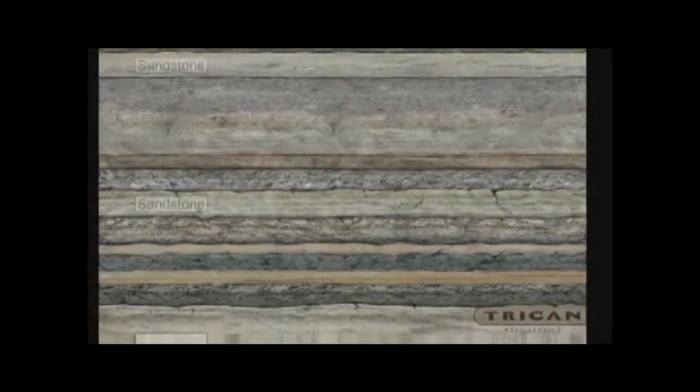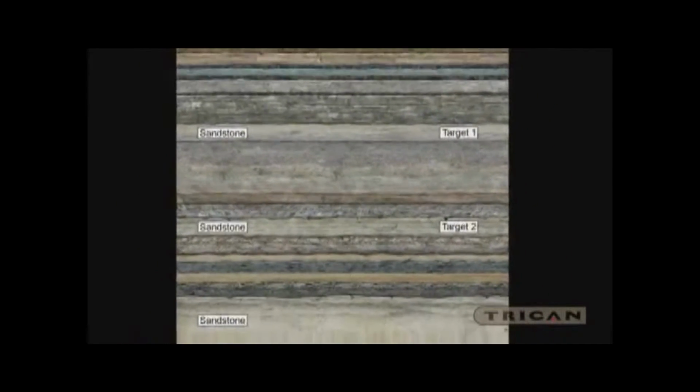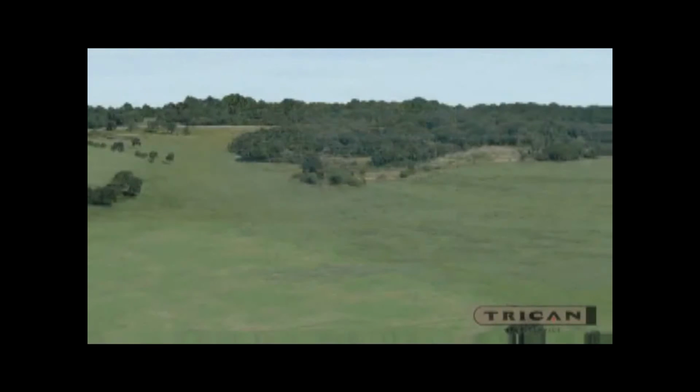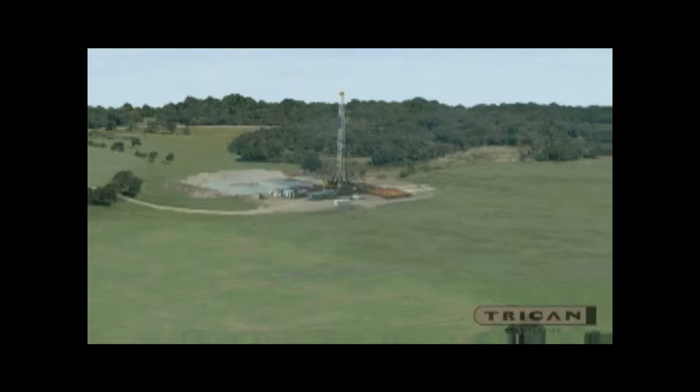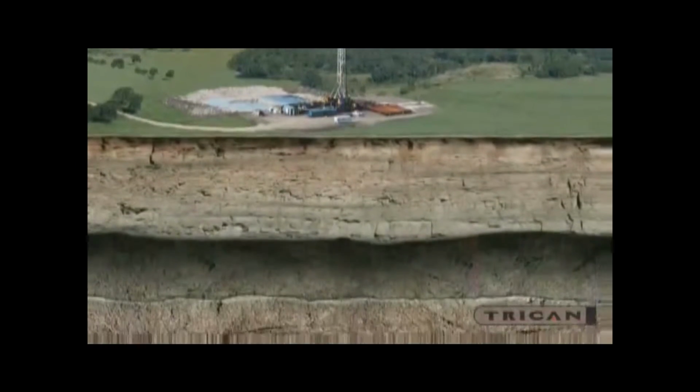In this example, we show a well targeting 3 sandstone layers, although this number may vary in different oil and gas plays. Once the drill rig and other infrastructure is in place, a bit mounted on the end of the drill pipe begins drilling the well.